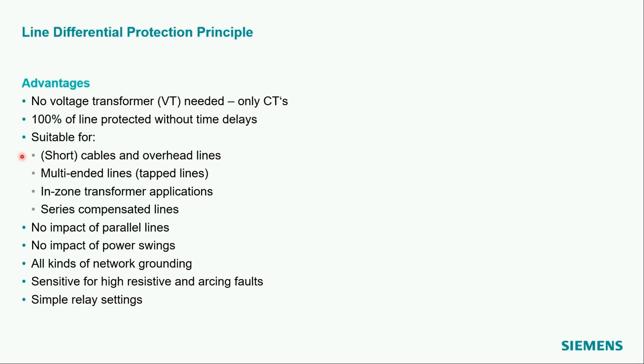It's also possible to use it for multi-ended lines, so tapped lines, and also applications with a transformer in the protected zone, or for series compensated lines. There is no impact from parallel line switching states or power swings. All kinds of network grounding can be considered. It's very sensitive for high resistive or arcing faults. And finally, the relay settings are quite simple.